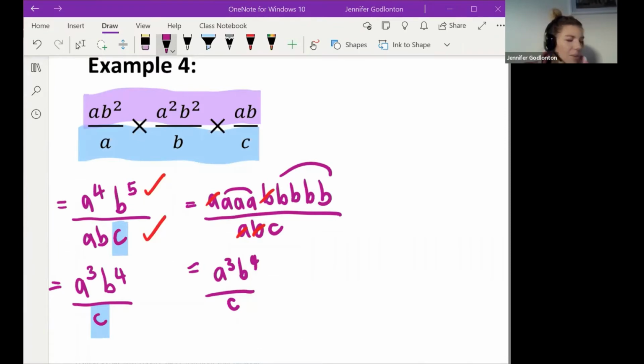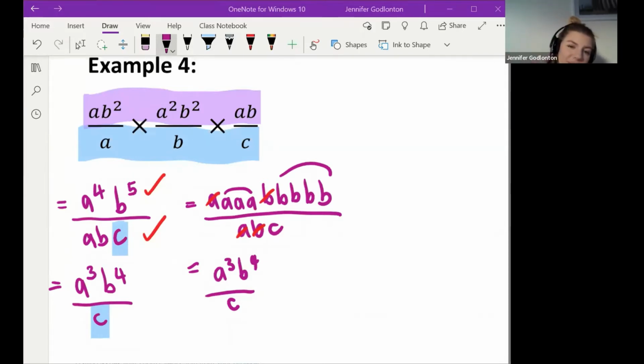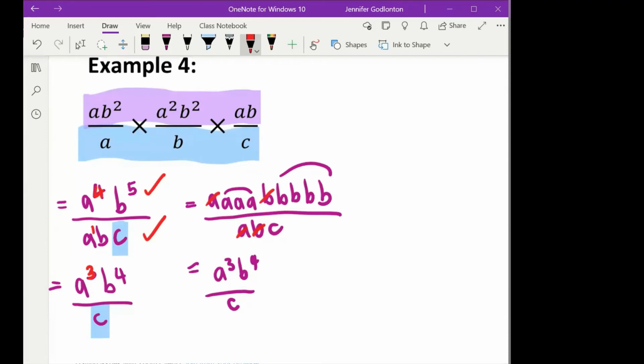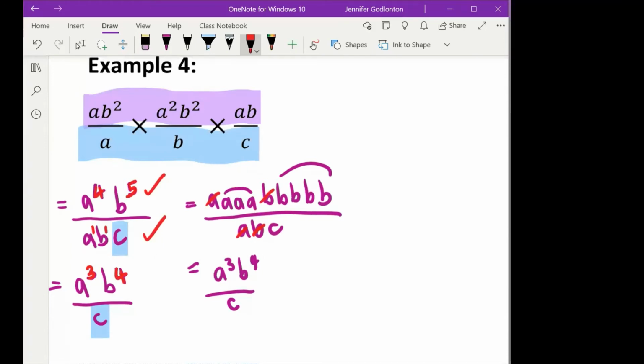Lucia, how can I help? Ma'am, I'm having technical problems, so I don't know where you got the A3 and B4. Okay, so that was because I took this 4, oh sorry, I'm using the wrong color, this 4, and I minus that 1. So 4 minus 1 gave me the 3. Okay. And then this one was 5 minus 1, and that gave me the 4. Okay, thank you, ma'am. No problem.